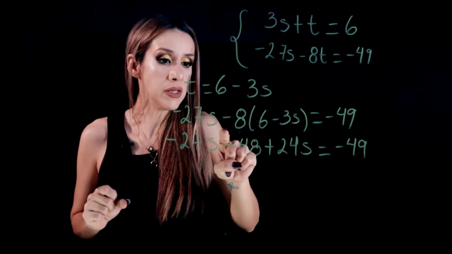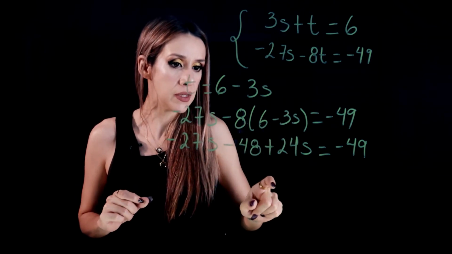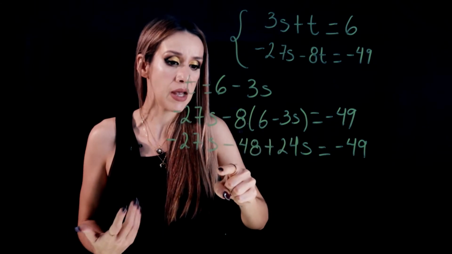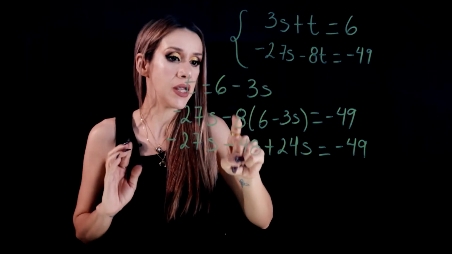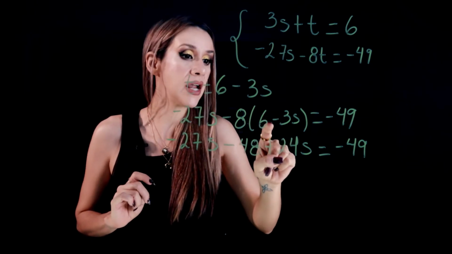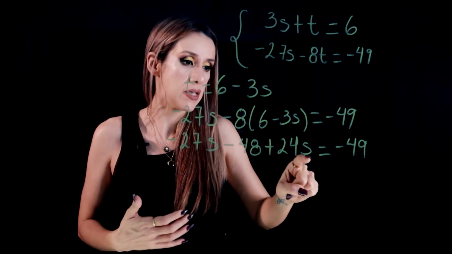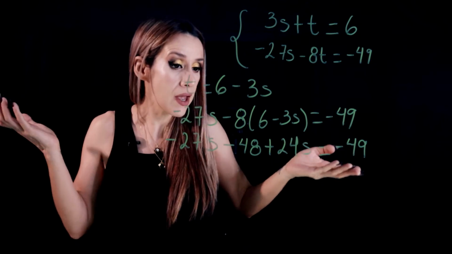So I'll multiply this negative 8 by each one of the terms inside of the parentheses. Negative 8 multiplied by 6 is the same as negative 48. And negative 8 multiplied by negative 3s is the same as 24s. This result is positive because, you know, love the signs.